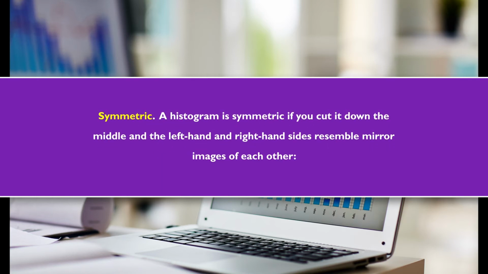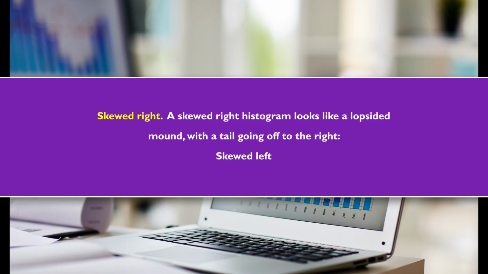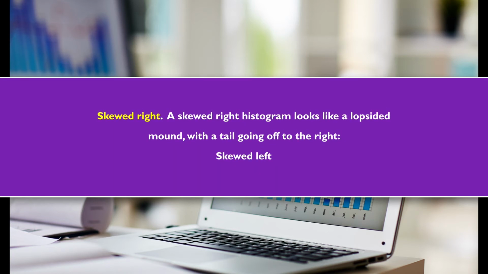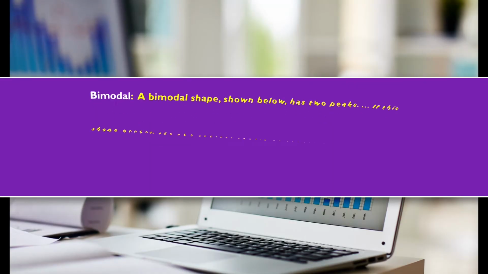How do we interpret the shape of the statistical data in a histogram? We have seen that symmetric is there, then skewed right is there. When we go deeper into symmetric, a histogram is symmetric if you cut it down the middle and the left-hand and right-hand sides resemble mirror images of each other. That is very true. A skewed right histogram looks like a lopsided mound with a tail going off to the right. There are certain examples of skewed left also. So what does the shape of a histogram tell us? It's bimodal.